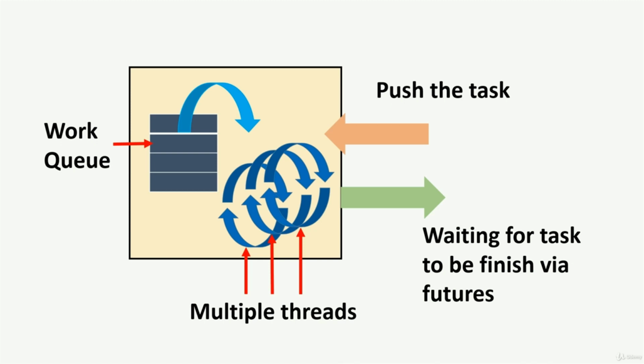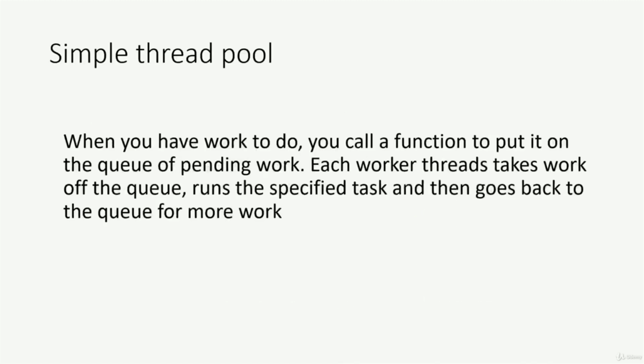Okay. Let's start our implementation of a thread pool from the simplest of thread pools possible. The thread pool we are going to discuss here is going to have a fixed number of threads that process work. When you have work to do, you call a function to put it on the queue of pending work. Each worker thread takes work from the queue, runs the specified task, and then goes back to the queue for more work. Okay. Let's see how to implement this type of simple thread pool.